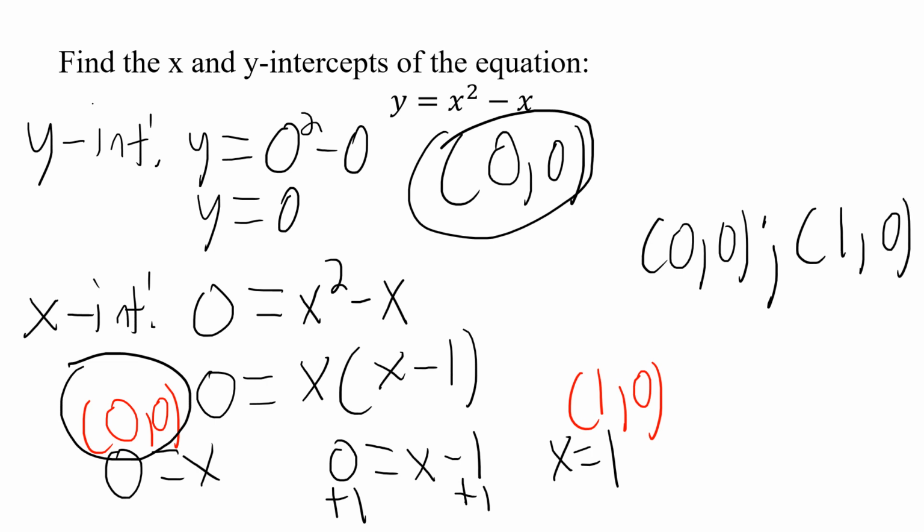And that's it. So we have an x and y intercept at (0, 0) because it crosses at the origin, which is where the x and y axis meet. But we also have an x-intercept at (1, 0).